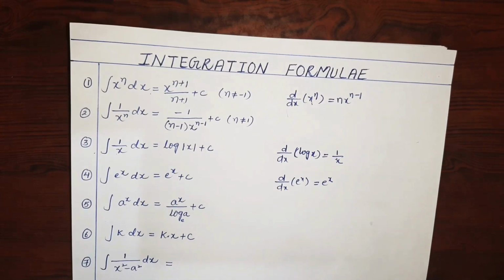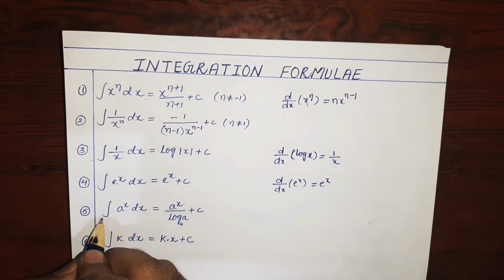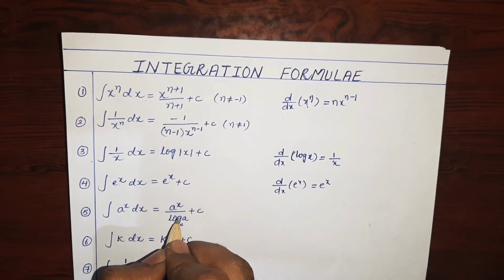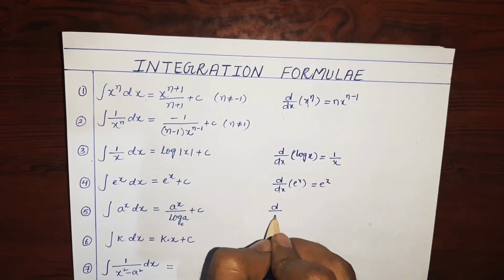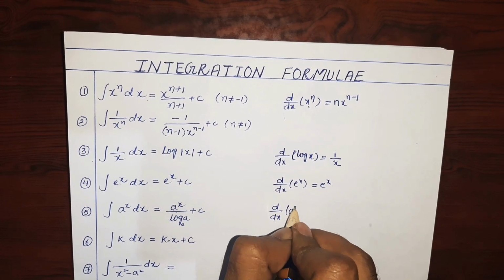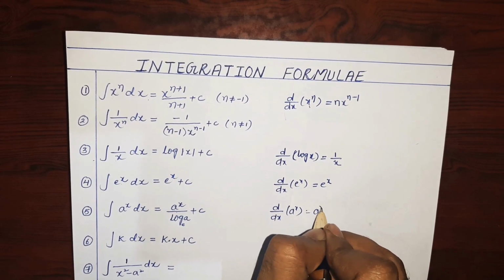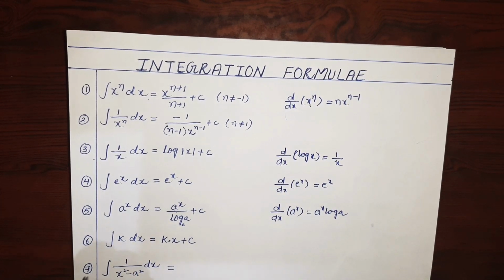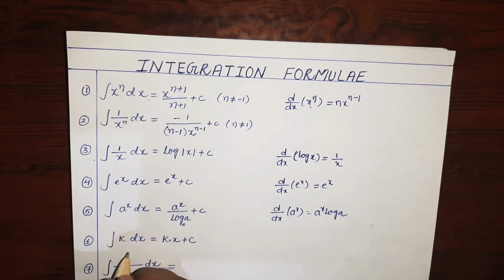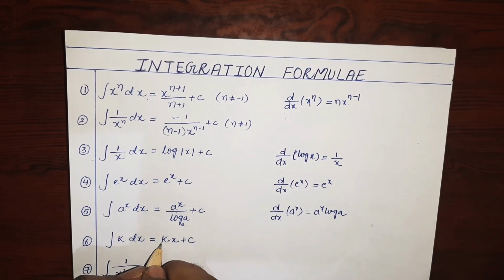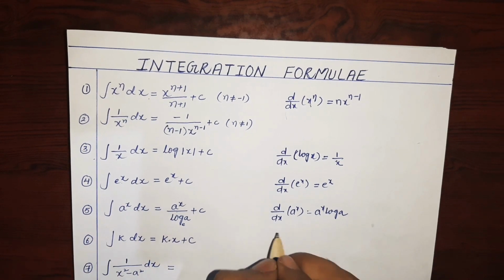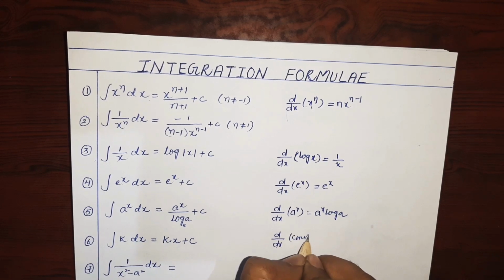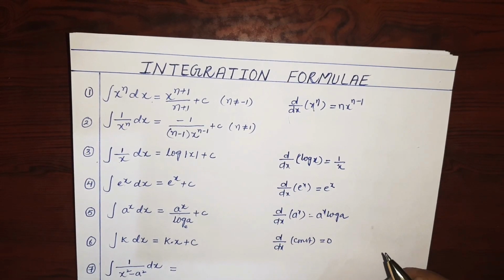Same. Now the next formula is integration a power x dx is equal to a power x by log a. If you relate this formula with d by dx of a power x, it is equal to a power x into log a. Now the next one is integration of a constant k dx, which is equal to k into x plus c, whereas in differentiation the derivative of any constant value is equal to 0.